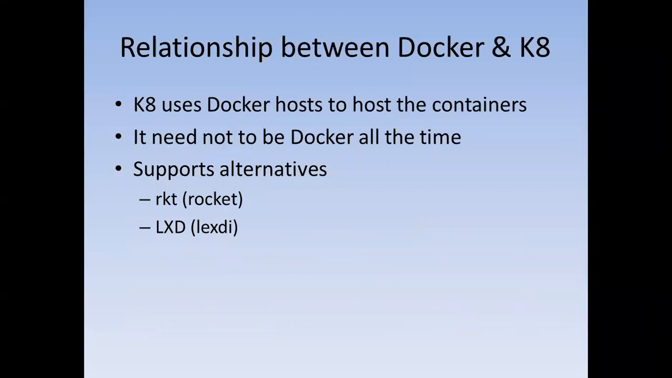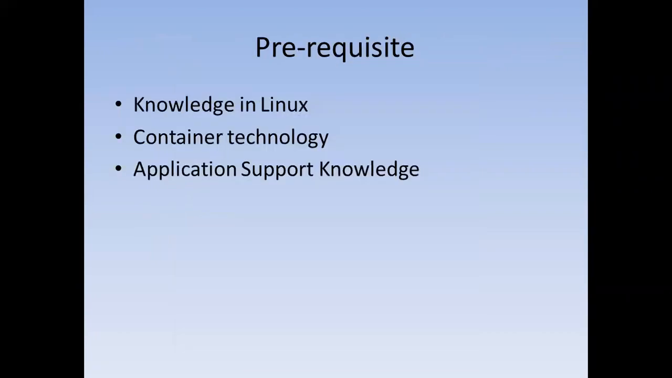So now the relationship between Docker and Kubernetes. Kubernetes uses a Docker host to host the containers. It need not be Docker all the time. Last November, I guess, they announced that they are withdrawing Docker as the inbuilt container engine for deployment. Otherwise, it supports a lot of alternatives also, Rocket, LXD. There are shims available, like the Docker shim, which can deal with that, or the Rocket shim, LXD shim. We can go ahead and deploy, so that you can also have those kinds of containers inside Kubernetes. Anyway, I'm not going to discuss this.